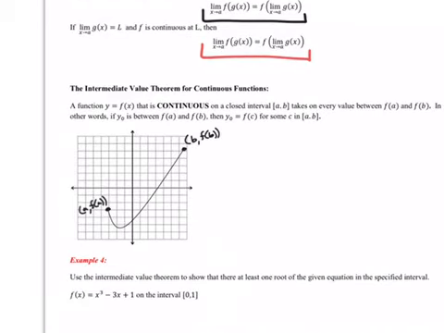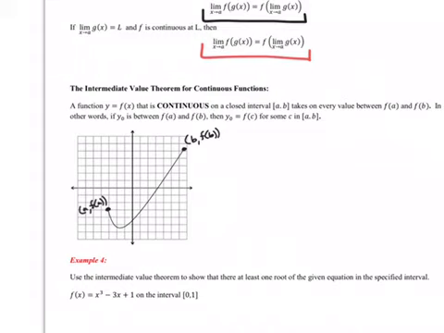Let's read the intermediate value theorem. A function y equals f of x that is continuous, that's important, on a closed interval a to b, takes on every value between f of a and f of b. In other words, if y sub 0 is between f of a and f of b, then y sub 0 equals f of c for some c between a and b.